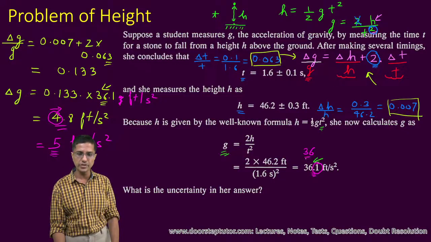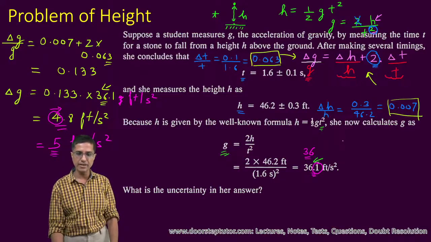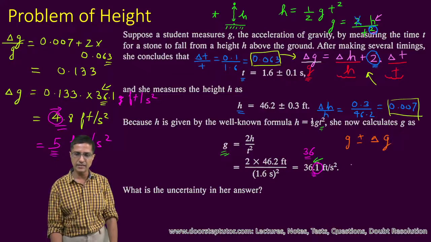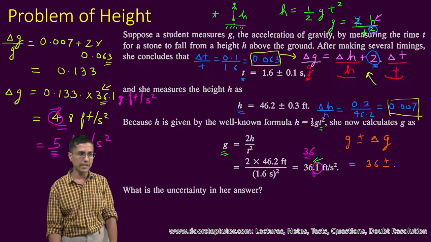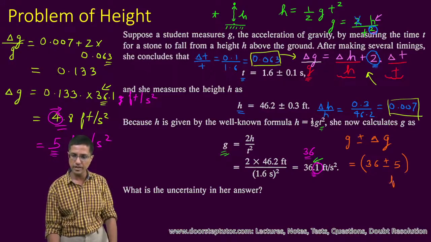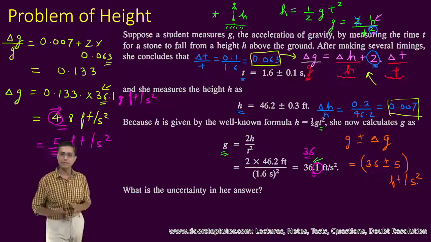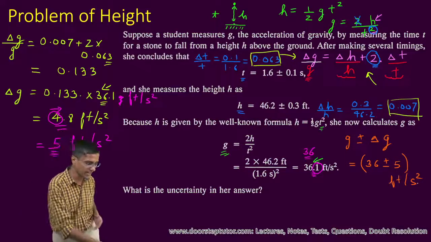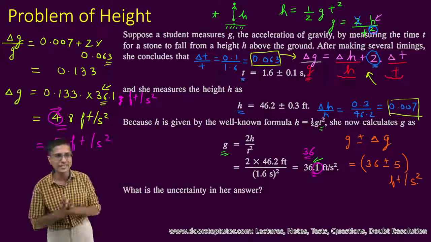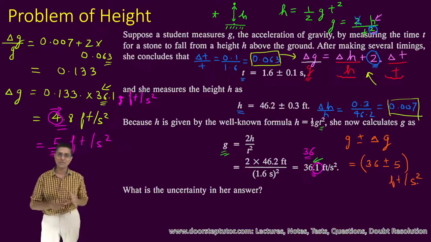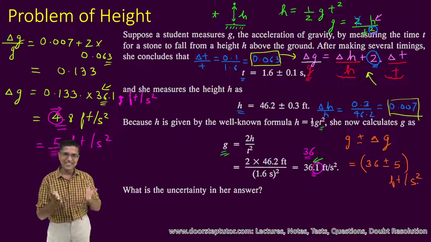I'll round it to units place, and I'll express my final answer as g plus minus delta g, and that comes out to be 36 plus minus 5. And of course, units, we will never forget to write those, feet per second square. Very, very simple. If you approach this problem systematically, it can be solved in the same page in which you have written your question.